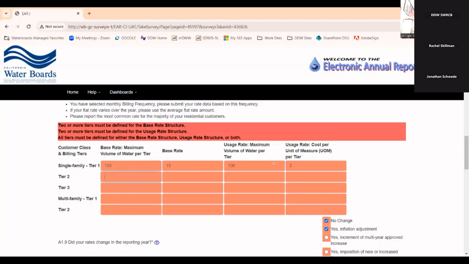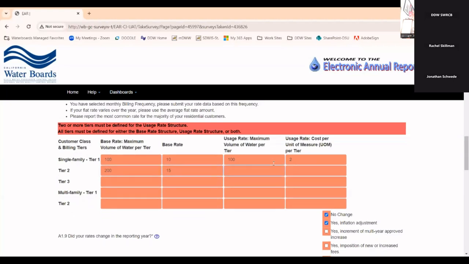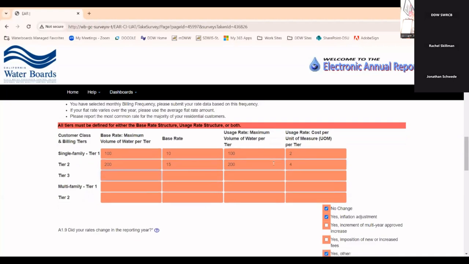And then for your second tier, we'll say this is up to 200 gallons. We'll say your base rate is now going to be $15. Once again, it'll be 200. And we'll say you're getting charged $4 per gallon now. And as you can see, those warning signs went away as you inputted data correctly to match what you selected above. So we'll say that the second tier goes up to 300.